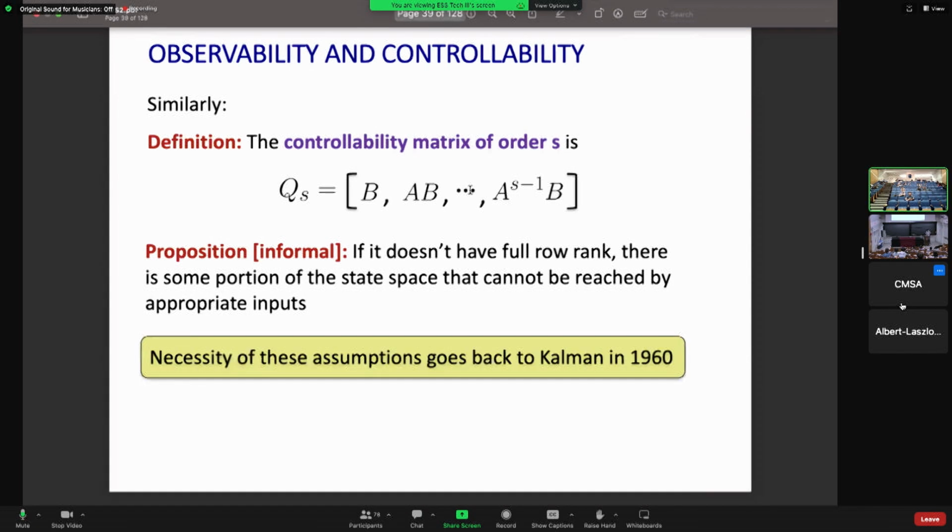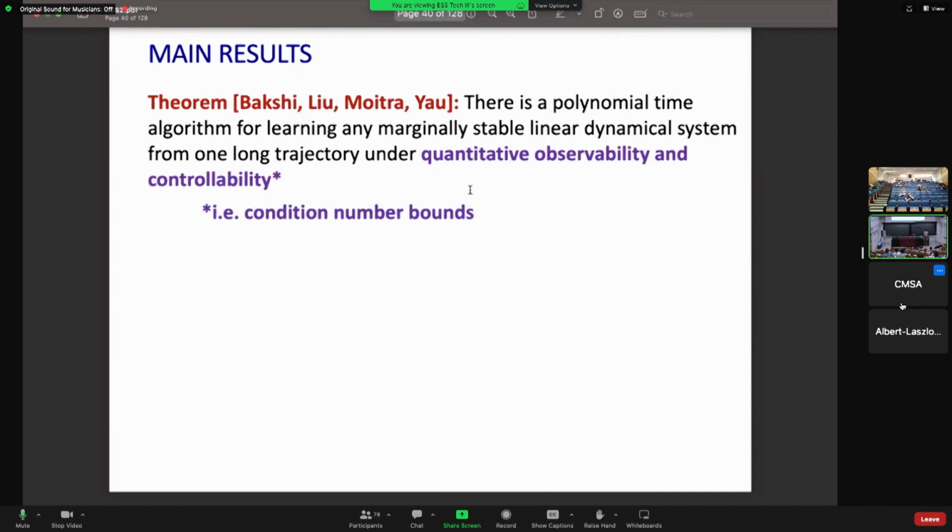So all of these propositions really go back to the first work in control theory due to Kalman in 1960, where he showed that these assumptions are necessary in an asymptotic sense, that if you literally are degenerate for either of these matrices, then the problem is impossible because there's a smaller linear dynamical system with smaller order that still fits the same data. We'll need quantified versions of this, but what I claim is that these are the right conditions that make the problem tractable.